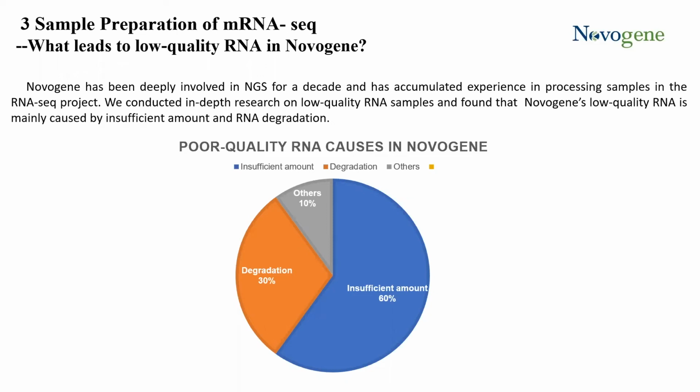Most of the time, 60% of it is because of insufficient amount of RNA to start with, 30% is because of low quality, which is degraded RNA, and 10% is because of impurities that are present in your total RNA samples.